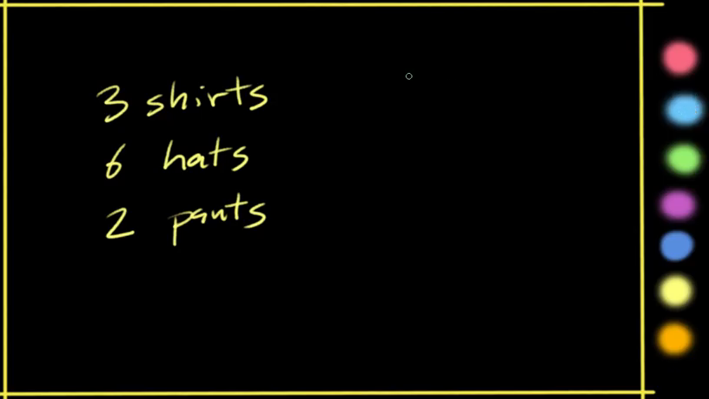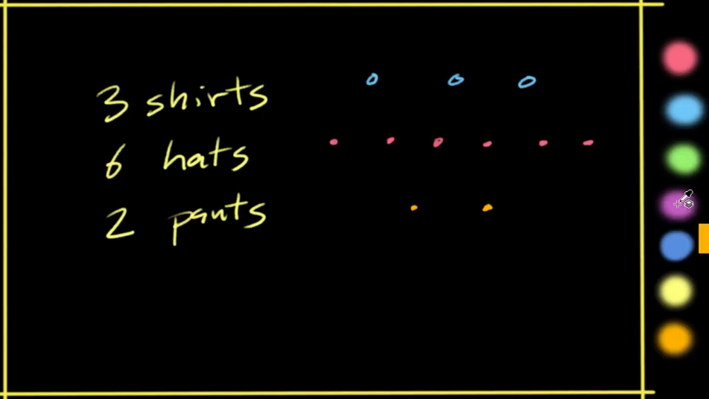So let's say I put my 3 shirts here, 1, 2, 3. Those are my 3 shirts. And then I put my 6 hats here. So 1, 2, 3, 4, 5, 6. Those are my 6 hats. And then my 2 pairs of pants could be down here, 1, 2. So each outfit would be some sort of connect the dots between one of these 3, one of these 6, and one of these 2.